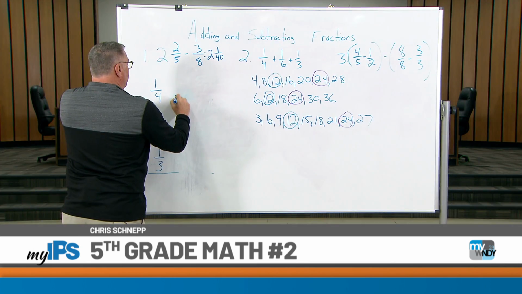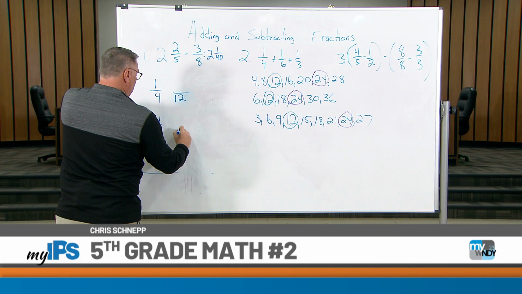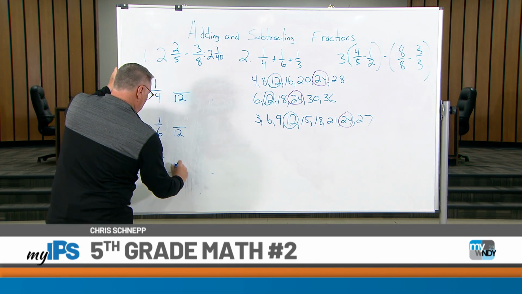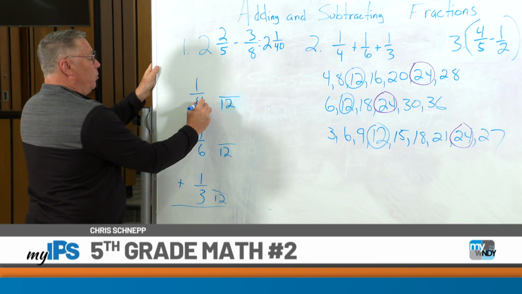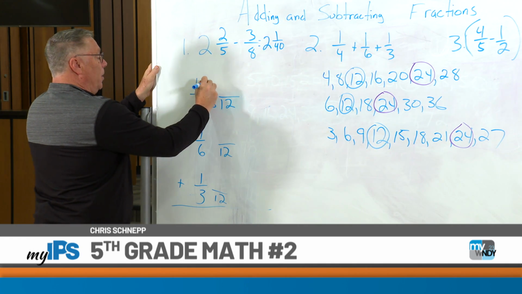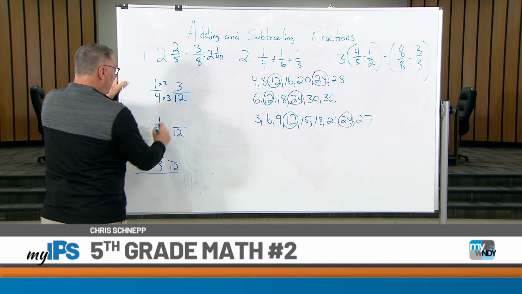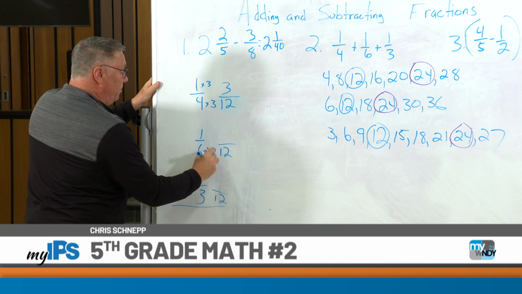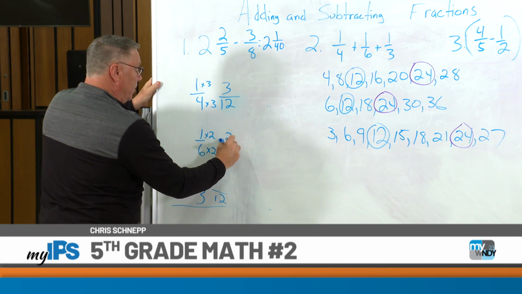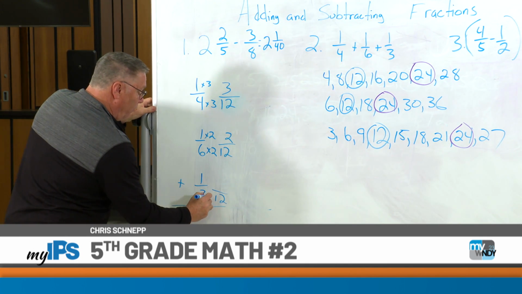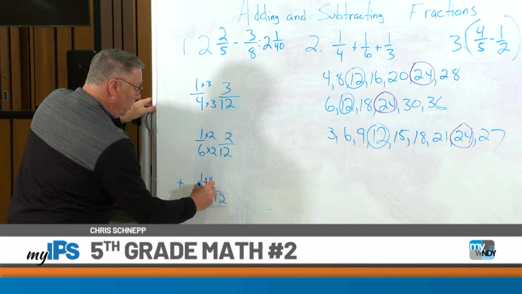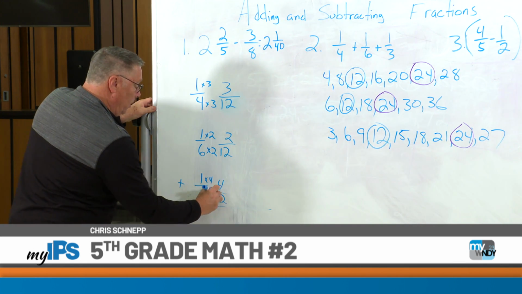All right, 12 is our common multiple. Okay, so 4 goes into 12 3 times, so we multiply this by 3, and we get 3. 6 goes into 12 2 times, multiply this by 2, and we get 2. 3 goes into 12 4 times, times 4, and that's 4/12.